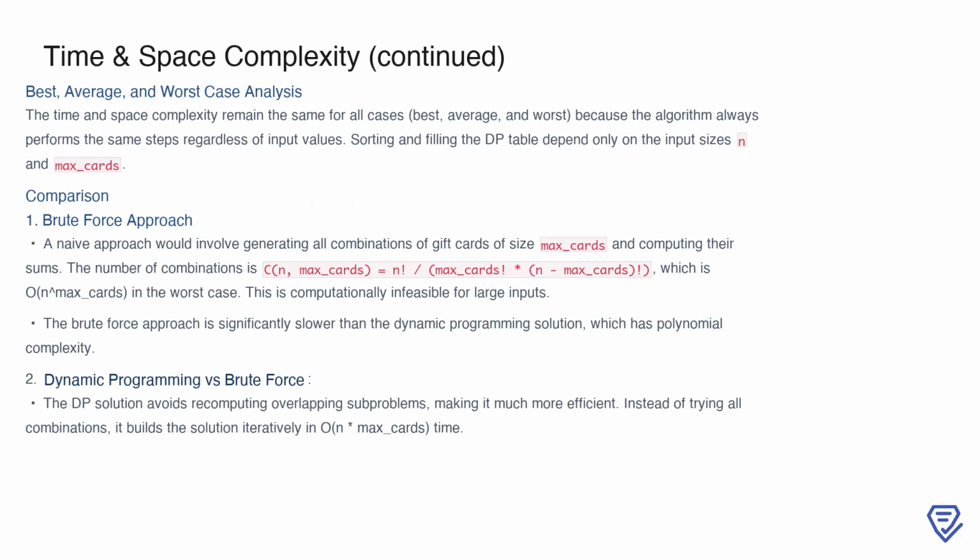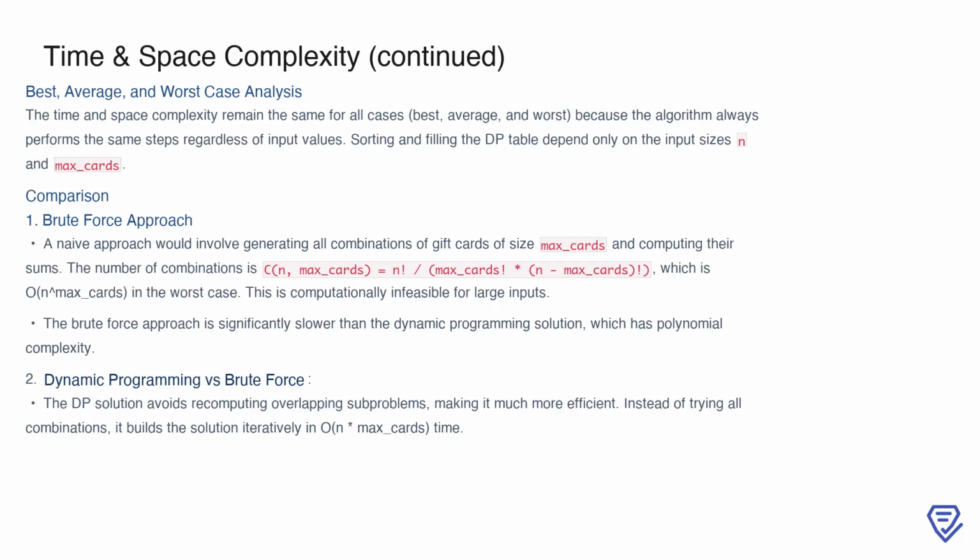Analyzing the best, average, and worst-case scenarios, we find that the time and space complexity remain consistent across all cases. Regardless of the input values, the algorithm always performs the same steps, sorting the gift cards and filling the DP table, making its computational requirements purely dependent on n and max_cards.